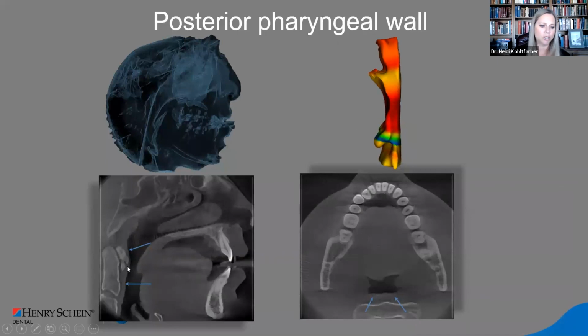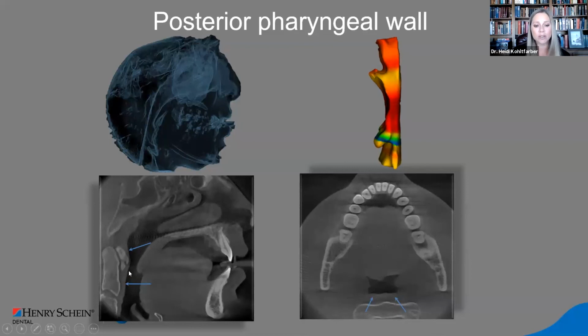And of course, the posterior pharyngeal wall as well. We can see that very nicely. Now, it's important when we're imaging our patients and we're wanting to do airway segmentation that we actually capture the posterior pharyngeal wall within our field of view. If we don't capture that, we actually cannot do automatic segmentation on the airway space. So you need to be able to capture that.